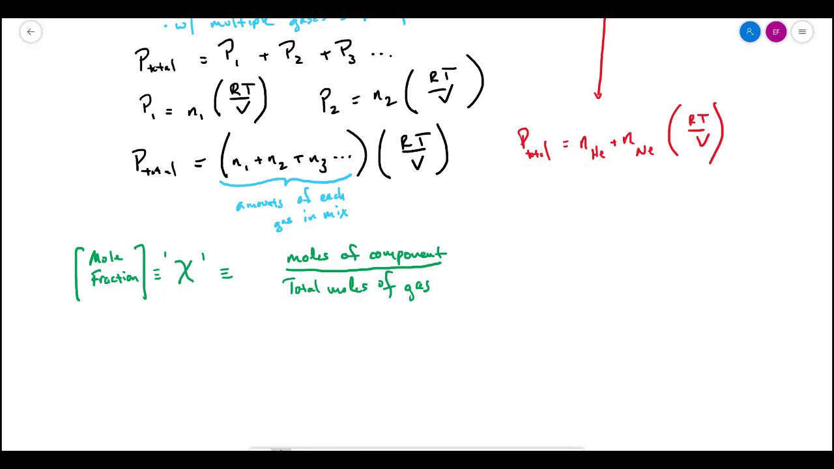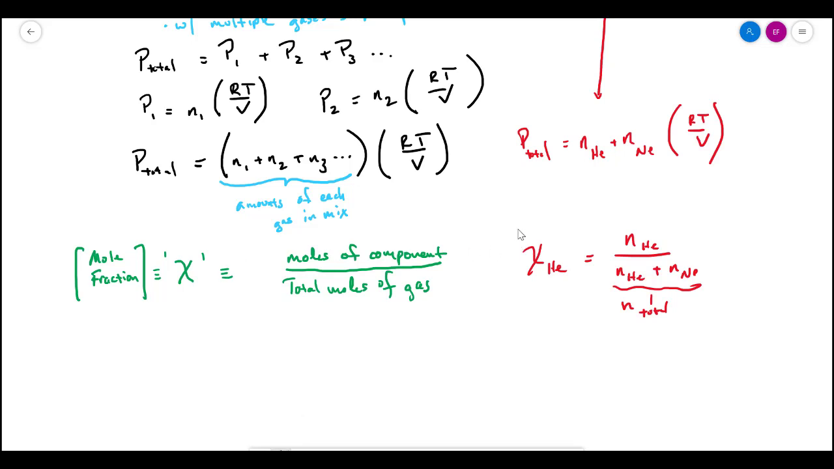So to keep working with this example here of helium and neon, if we wanted to figure out the mole fraction of, say, helium, that's going to be the moles of helium divided by the moles of helium plus the moles of neon, which this bottom term is just the total moles in total.